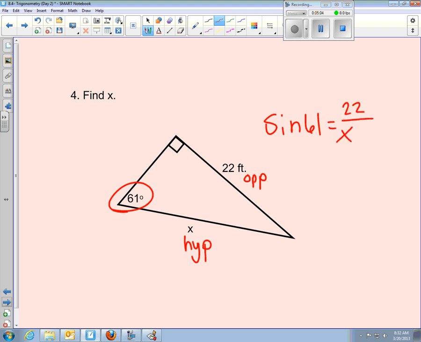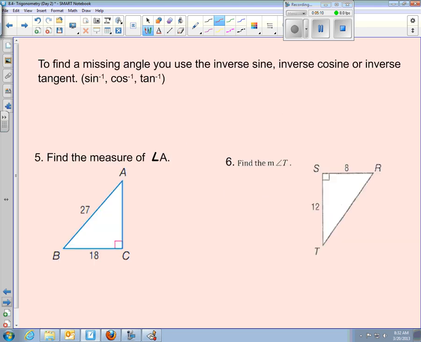X is in the denominator, so go ahead. This is just like the last problem we did. Finish that up, and we'll look at that when we get to class. And let's go to the back side of our notes.